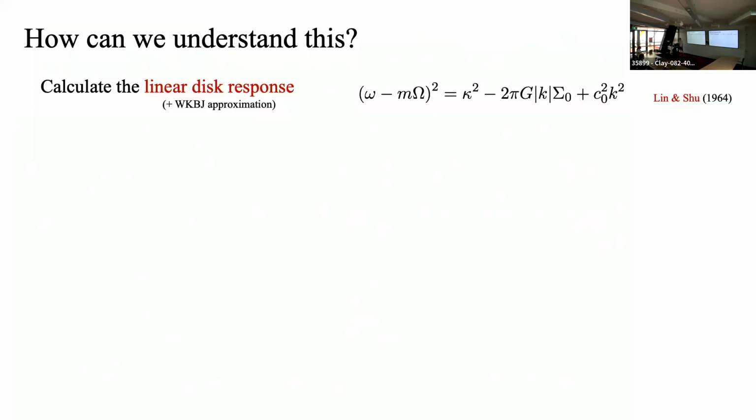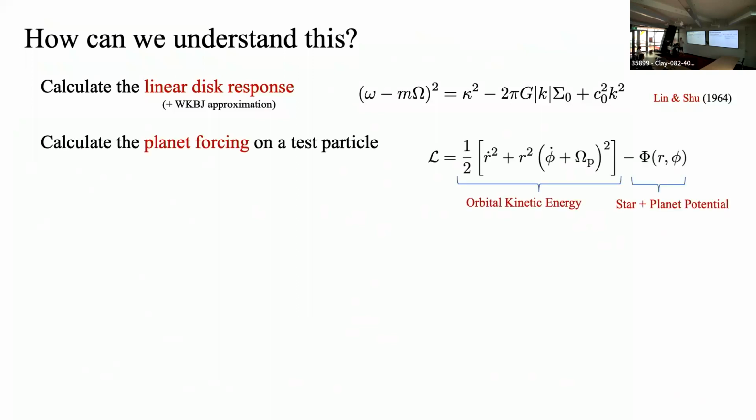Then once we have that, we also need to think about how the planet tidally forces the particles in the disk. If you take a test particle and you add the potential from the star and from the planet, you get a Lagrangian like this, where you have the orbital kinetic energy of the test particle and then the potential.